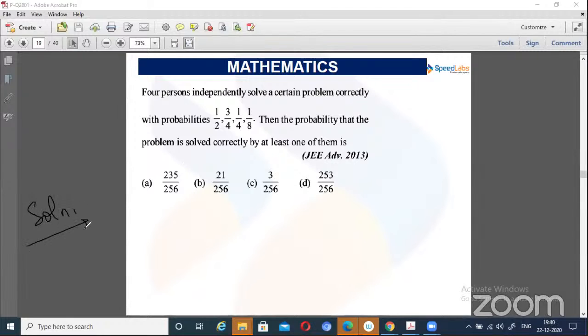Four persons independently solve a certain problem correctly with probabilities 1/2, 3/4, 1/4, 1/8. Then the probability that the problem is solved correctly by at least one of them is. You do it, I'll be back in a minute.